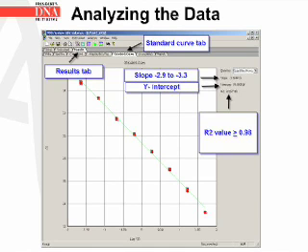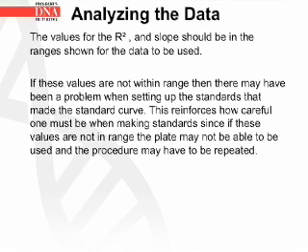This screenshot from the SDS software shows the standard curve. First you have the Results tab, under which you have the Standard Curve tab, and then to the right of the standard curve you have the information for the slope, the y-intercept, and the R-squared value. The values for the R² and slope should be in the ranges shown for the data to be used.